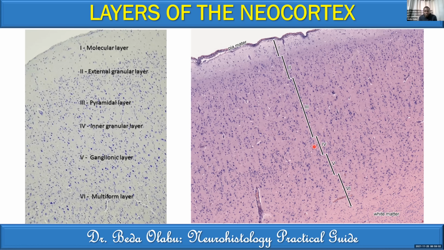How about layer 4? Layer 4 of the cerebral cortex is known as the inner pyramidal layer. Sometimes we call it the ganglionic layer. Sorry, not inner pyramidal, inner granular layer. The inner granular layer, that's layer 4. Sorry about that. Layer 4 is the inner granular layer. The inner granular layer is the cortical input center.